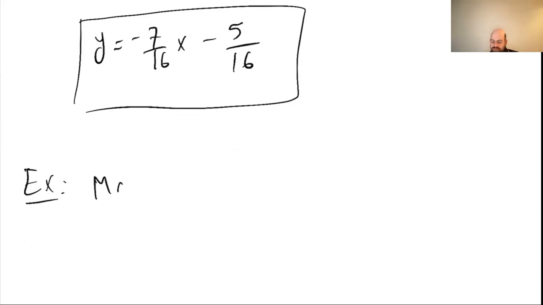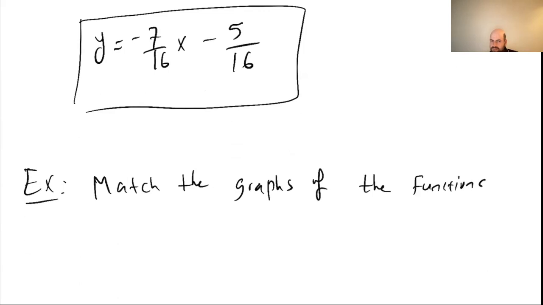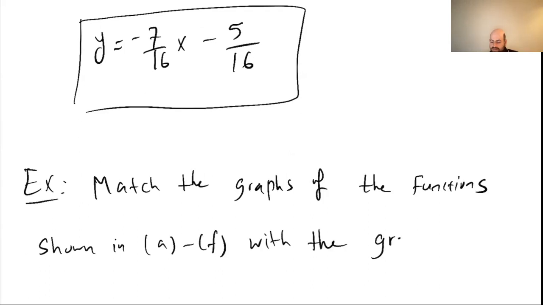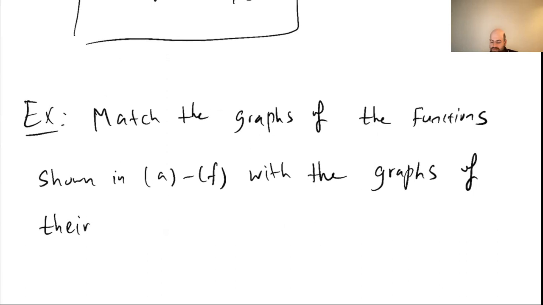So it says: match the graphs of the functions as shown in parts A to F with the graphs of their derivatives in parts capital A to capital F. So we have to match the graph of each function with its derivative. There are 6 graphs for the functions, 6 graphs for the derivatives, and we have to find out which graph corresponds to which derivative graph.